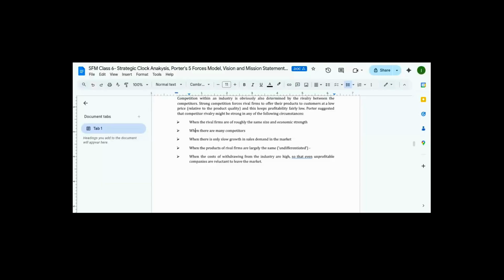Competition is always strong when there are many competitors. Yes, it's true. It is equally high and strong when there is only slow growth in sales demand in the market. That is an indication of competition, and it will tell you that the market is saturated because sales will reduce. So sales competition is always strong when the products of rival firms are largely the same, when the products are not differentiated.